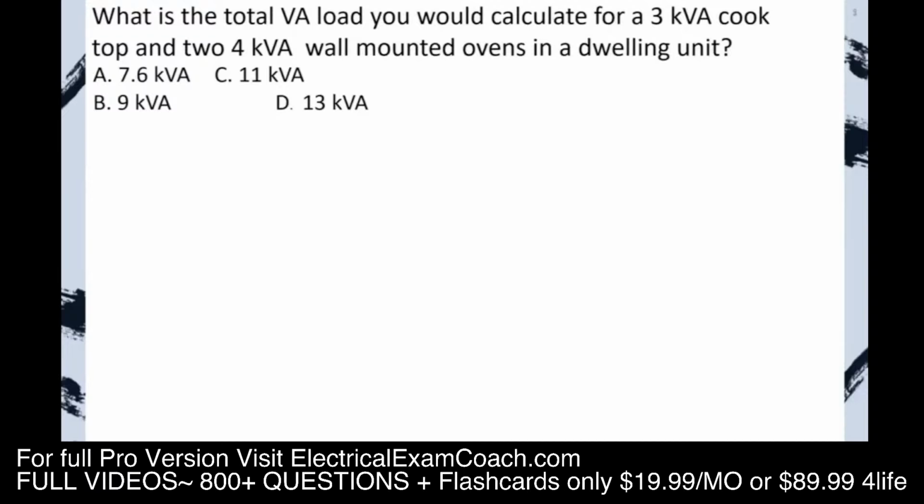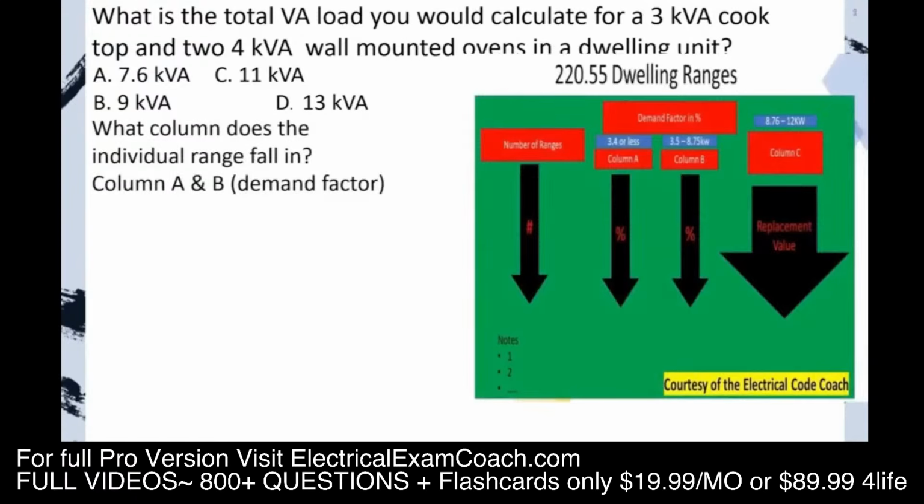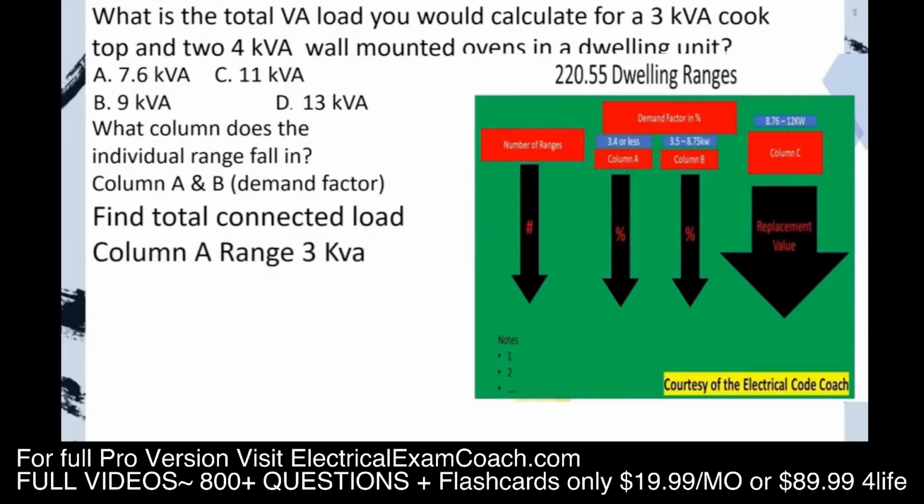What is the total VA load you would calculate for a 3 kVA cooktop and two 4 kVA wall-mounted ovens in a dwelling unit? First thing we're going to ask is what column do the individual ranges fall in? Well, in this case, we find that it falls into column A and B. This question is very simple. All you have to do is treat the column A ranges individually, the column B ranges individually, and then total them together. So what we do is we find our total connected load. The column A ranges is just 1, so it's 3 kVA. The column B ranges, we have to do some math, and we end up with 8 kVA.